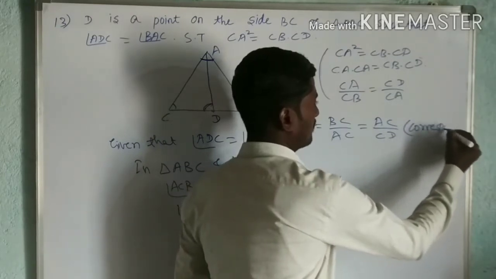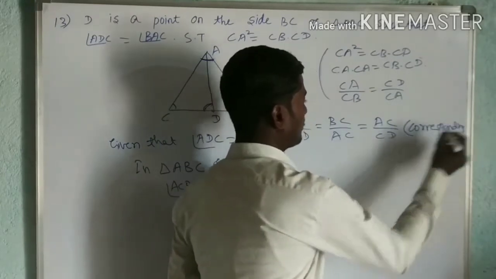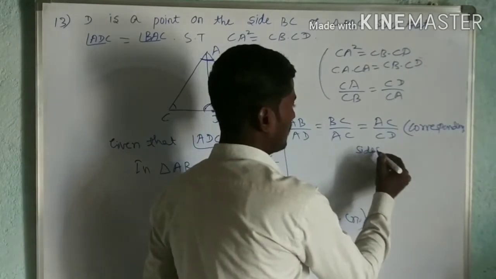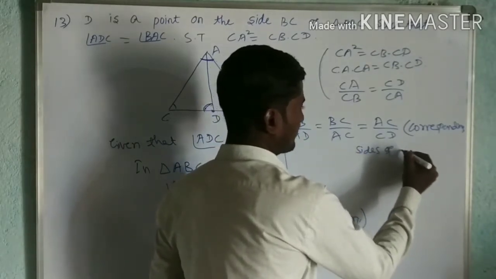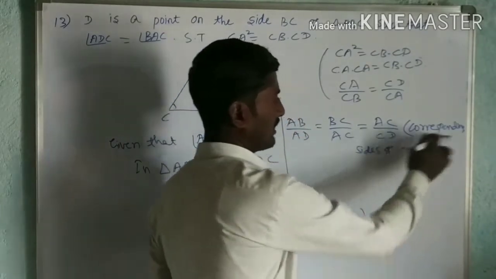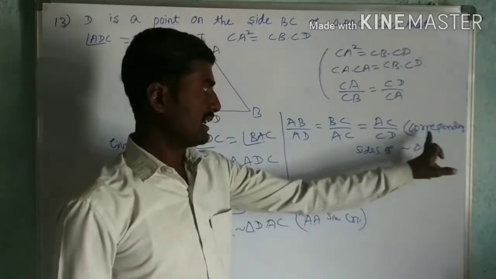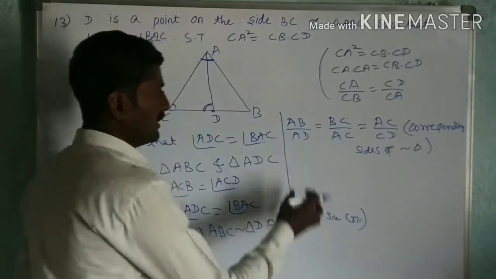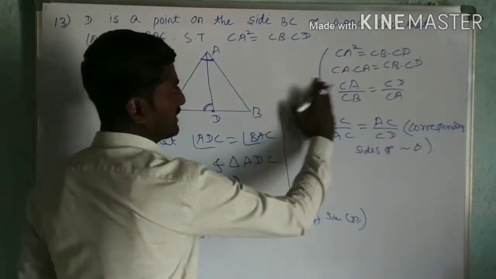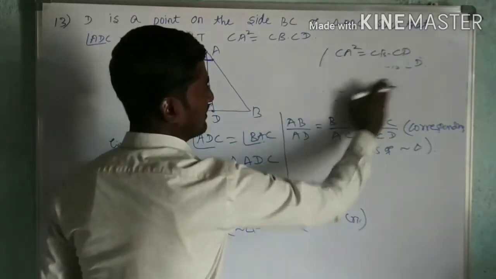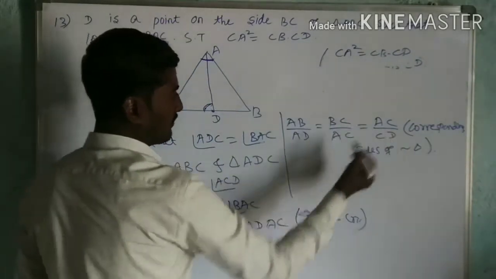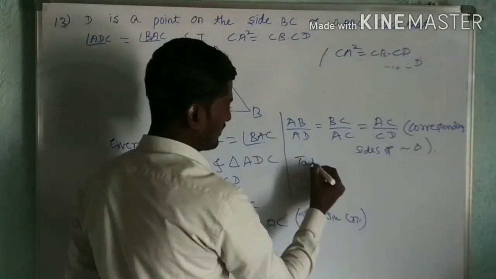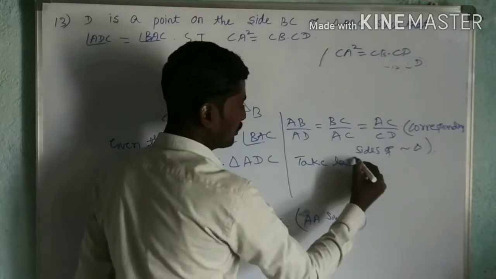Corresponding sides of similar triangles. Okay, write it. In what you write? Corresponding sides of similar triangles. Now, I will take these two conditions only. Why? Because I need this. That's why, take the last two terms.